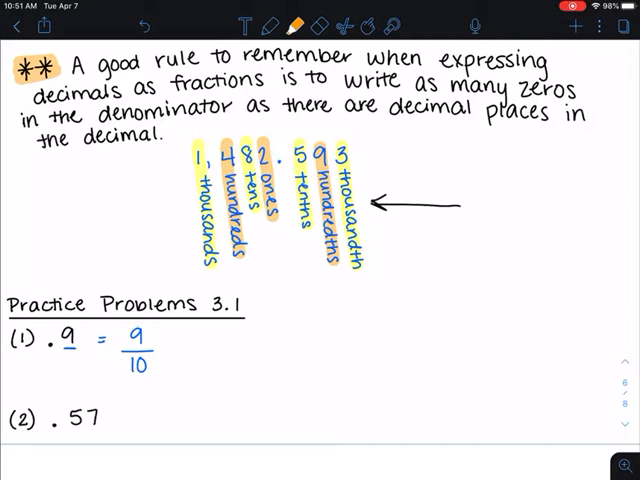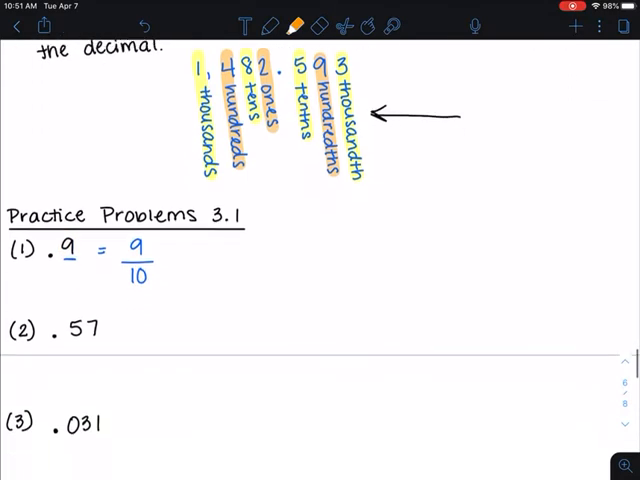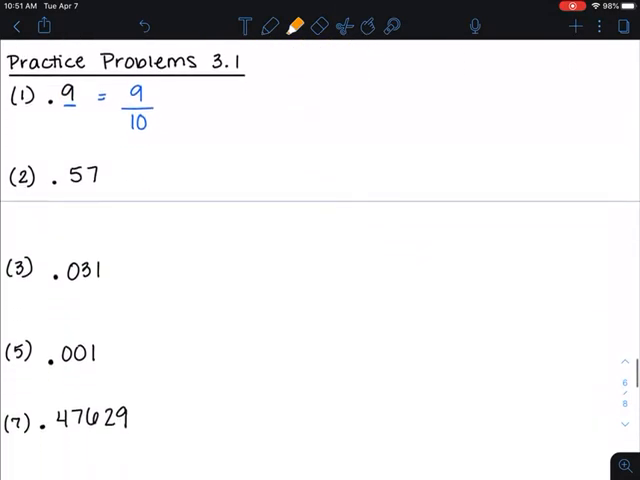Again, looking at this rule here. A good rule to remember when expressing decimals as a fraction is to write as many zeros in the denominator as there are decimal places in the decimal. So with 0.9, I have one spot behind the decimal. Therefore, I should have 1 zero in my denominator, with a 1, of course.